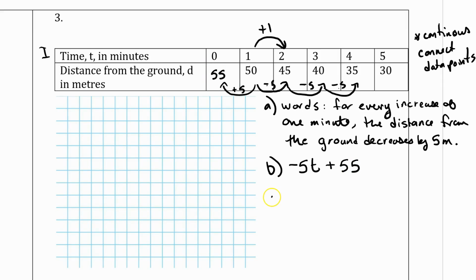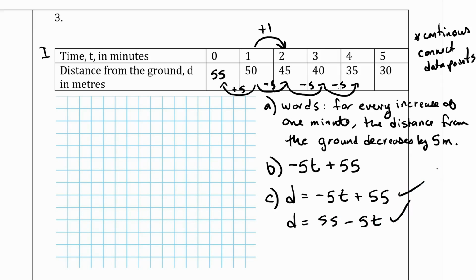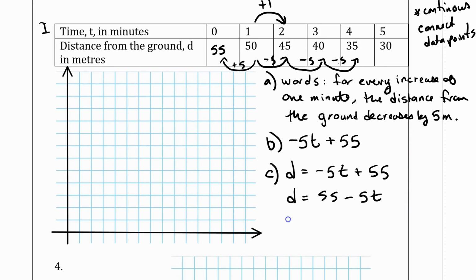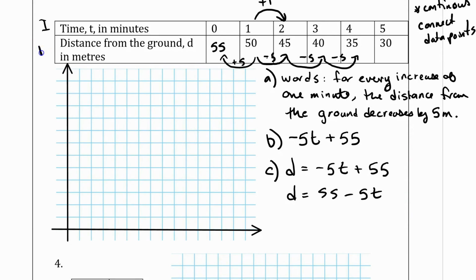To get our equation, that's real easy. We're just going to say d equals negative 5t plus 55. If we wanted to say that d equals 55 minus 5t, that's totally fine too. Either way, whatever makes most sense to you, you can express it that way. So let's graph it. I'm just going to put my dependent here. So I'm going to put time in minutes.